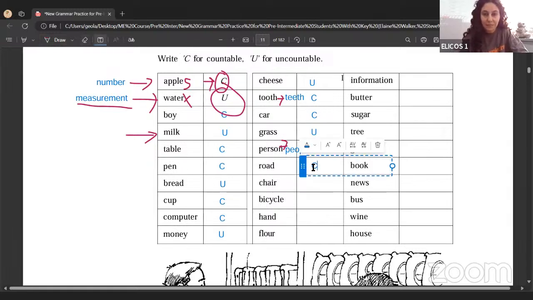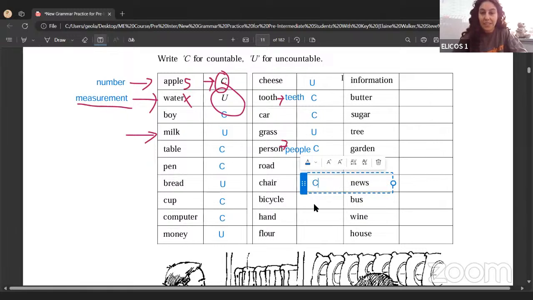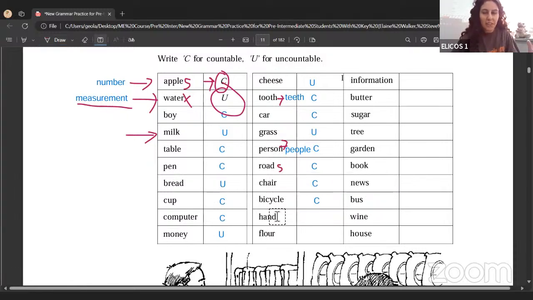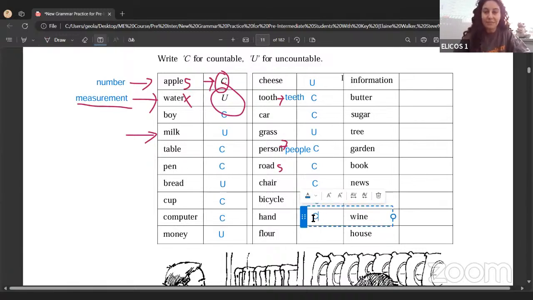Road. Countable. Chair. Countable. Bicycle. Countable. Road. Yeah, there's 2 roads, 3 roads, 4 roads. Yeah, I can count how many roads. And in the plural, I put the S. Yeah, countable. You don't need a measurement. It's just a road. Hand. Yeah, we have 2 hands.